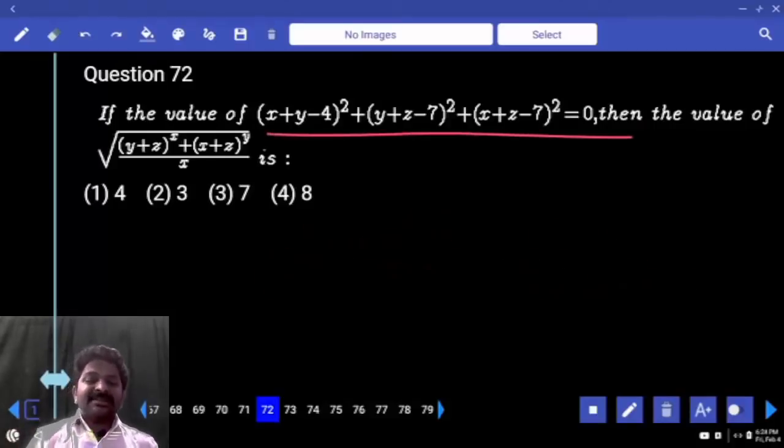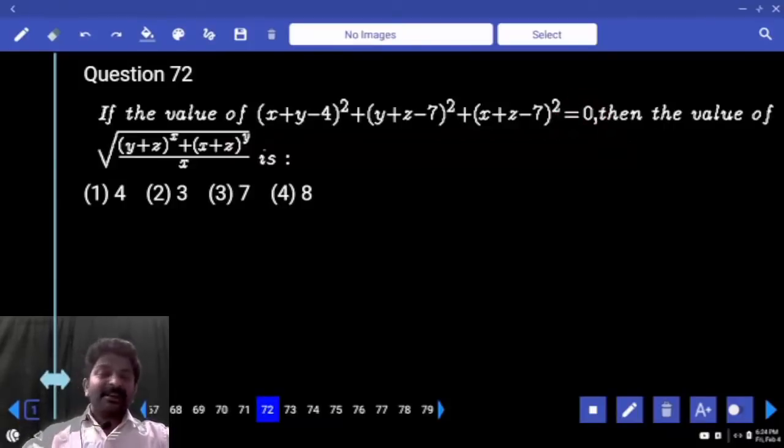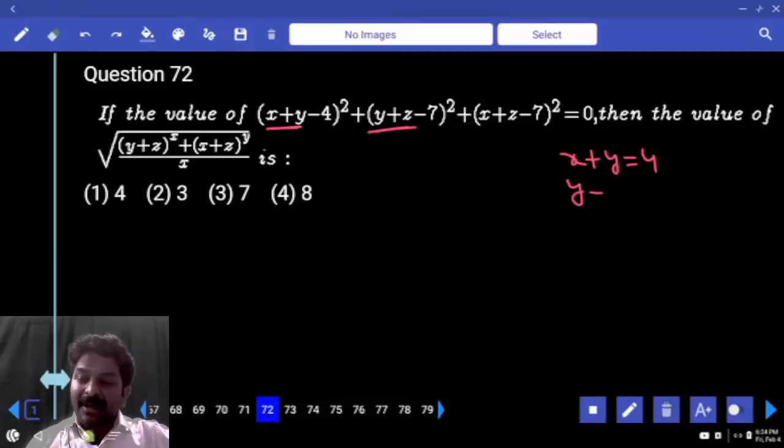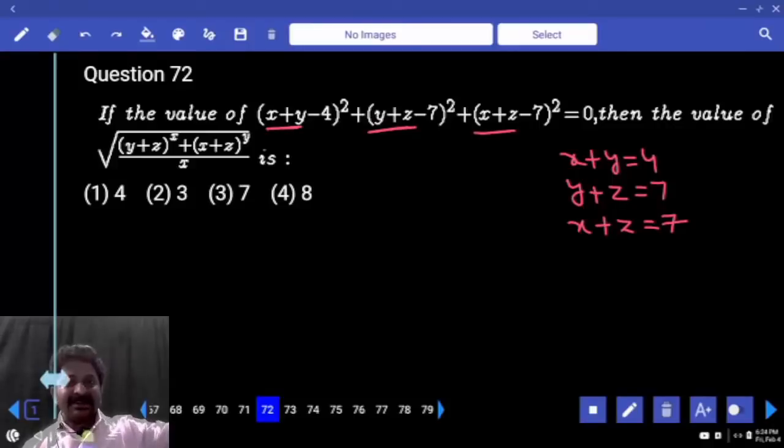Right. From this, (x plus y minus 4) whole square plus (y plus z minus 7) whole square plus (x plus z minus 7) whole square is equal to 0. To satisfy that condition, I will take x plus y value equal to 4. 4 minus 4, 0 whole square. Here also, I'll take y plus z equal to 7. And here also I'll take x plus z equal to 7. Everywhere we will get 0 square. Condition satisfied or not? Come on.